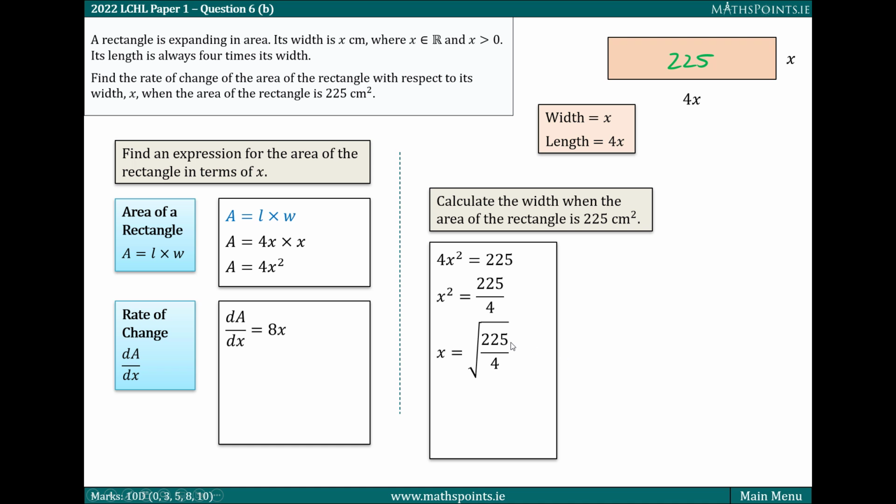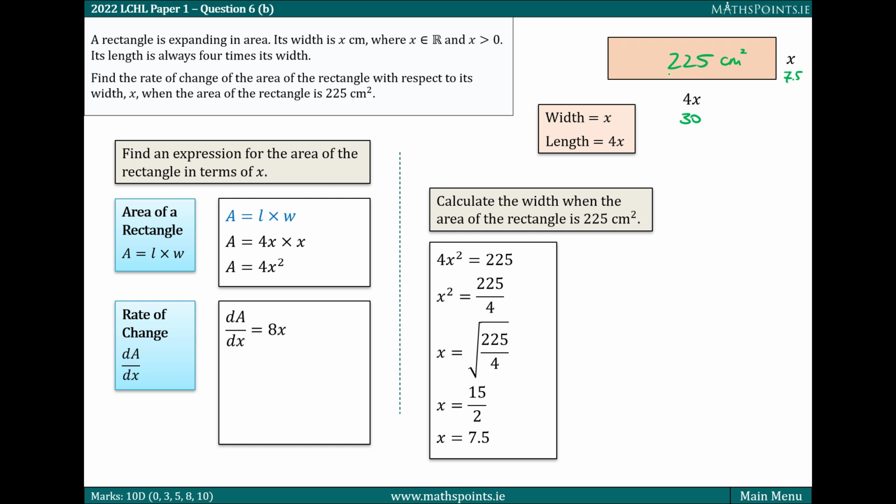The square root of 225 is 15. The square root of 4 is 2. So x is 15 over 2, and then we can say that x is 7.5. So when the area is 225 centimeters squared, x is equal to 7.5. And the length, 4 times x, is 4 times 7.5, which is 30. 7.5 times 30 is 225.